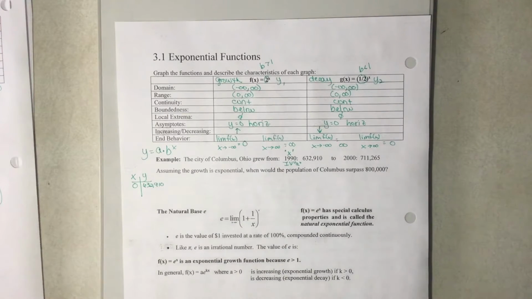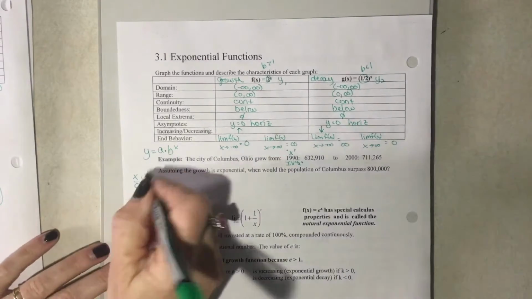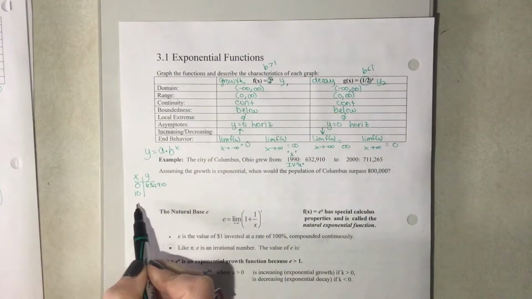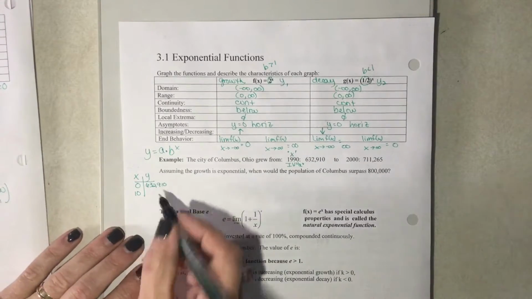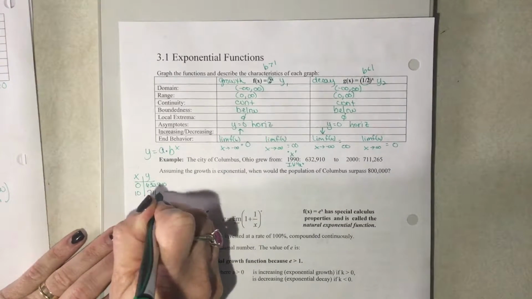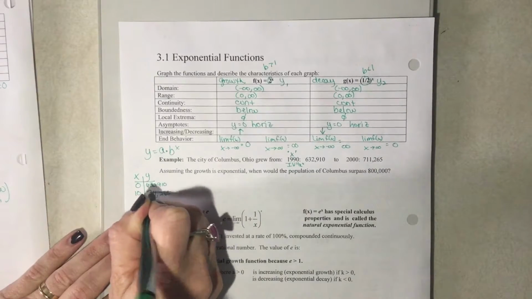All right, so then if 1990 is when the study started, how many years passed to when they calculated the population again? So 10 years passed, and they found the population to be? 711,265. Perfect.